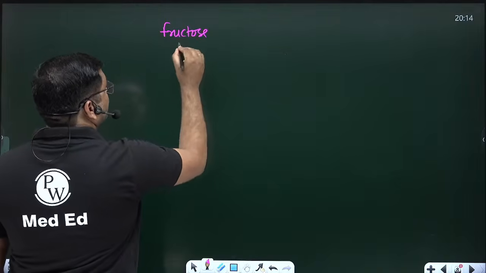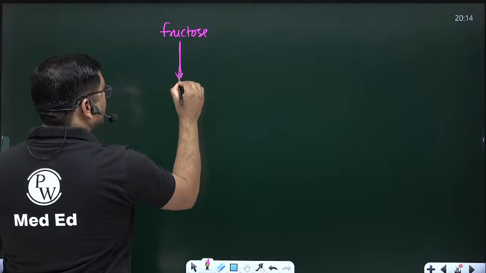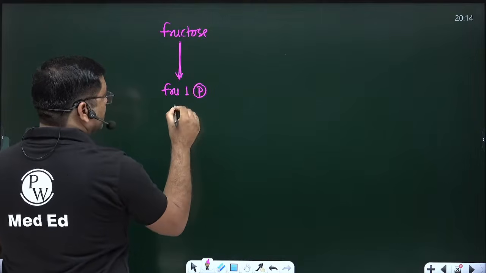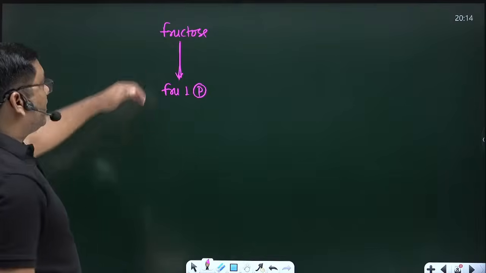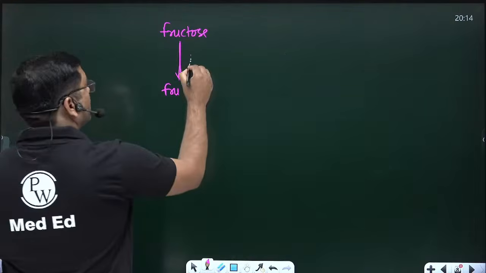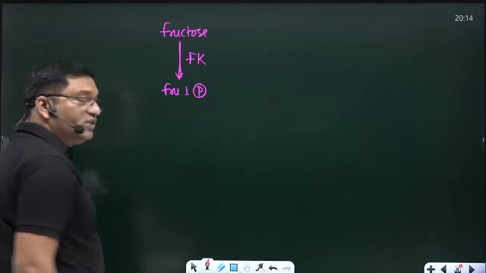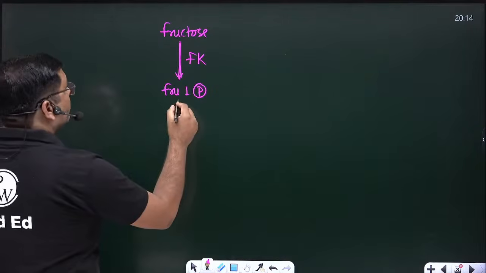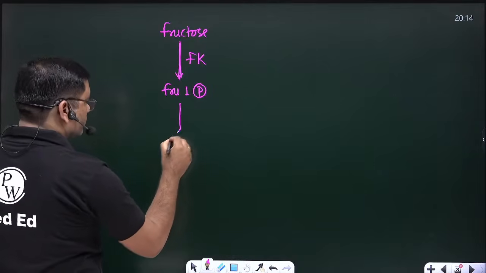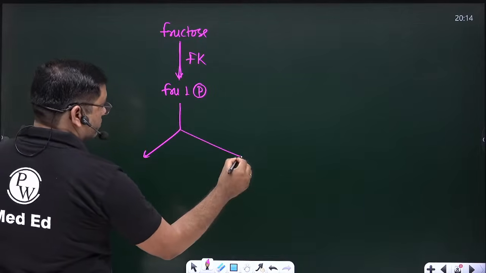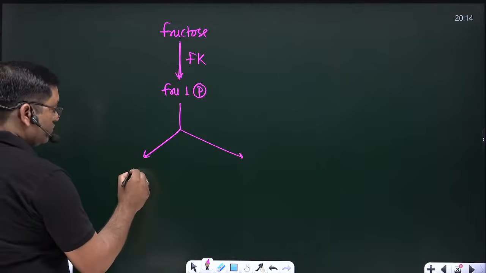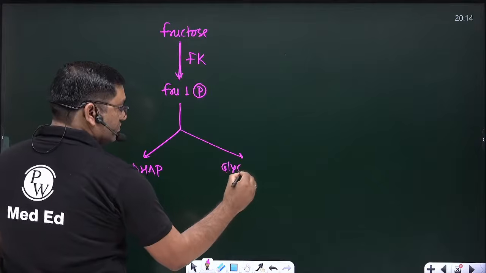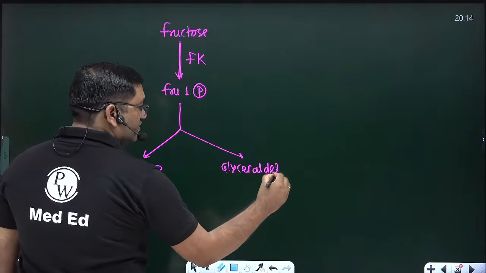So see, fructose is converted into fructose 1 phosphate by the fructokinase. And this fructose 1 phosphate is converted into DHAP, dihydroxyacetone phosphate, and glyceraldehyde, and it enters the glycolysis.